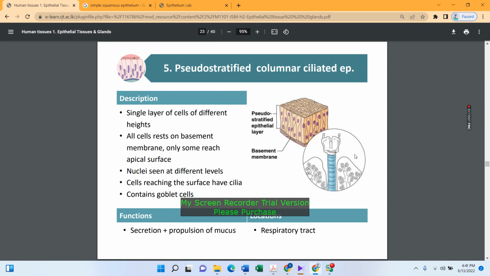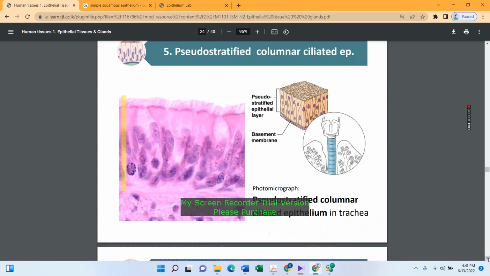and it can contain goblet cells. Goblet cells are important in secreting mucus. So they are found in the respiratory tract. So you can see this is the pseudostratified columnar ciliated epithelium. You can see that.